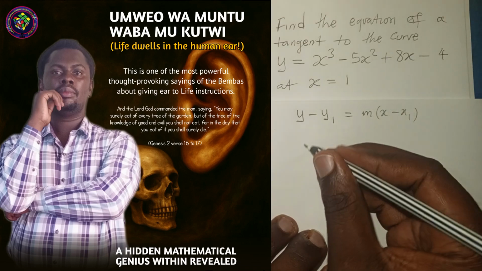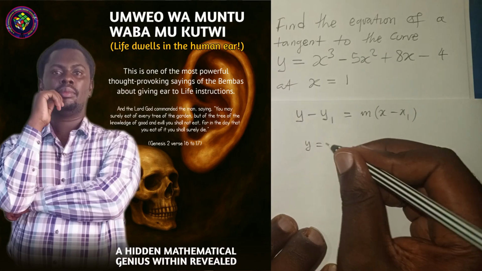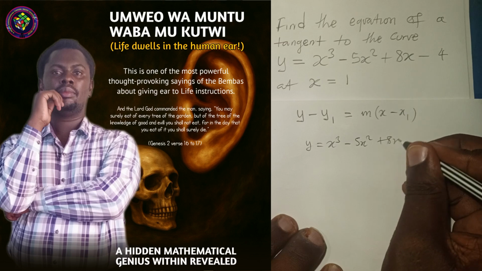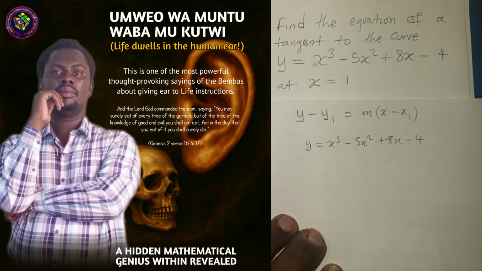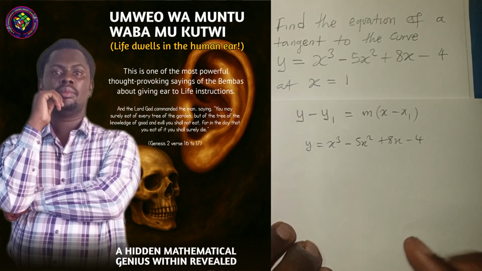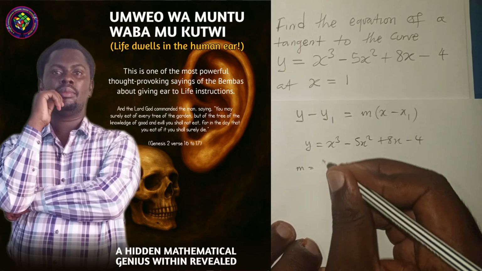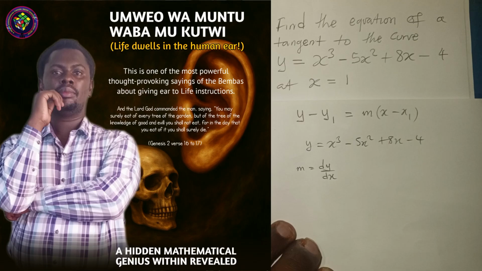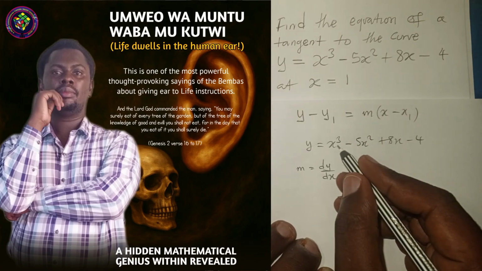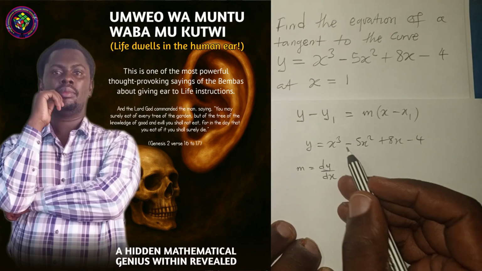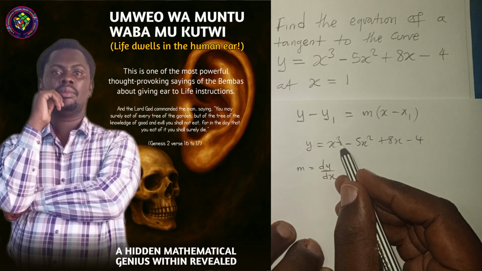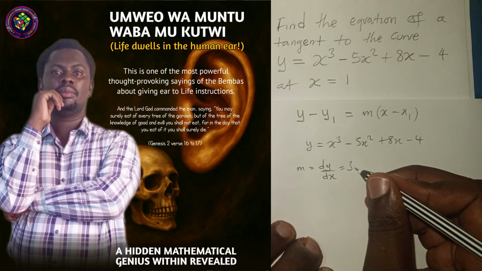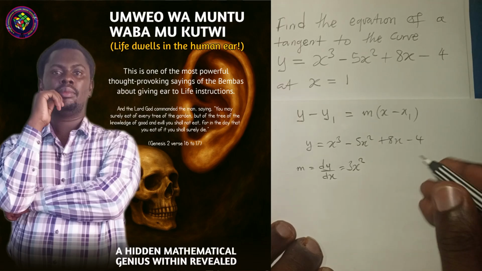Okay, so we start. We have y is equal to x cubed minus 5x squared plus 8x minus 4. So we need to find the gradient, which is just m, which is also equal to dy/dx. That is the derivative of y with respect to x. So the derivative of x cubed, we know that it will be 3x squared. That is 3 multiplied by 1 is 3. Then the power will reduce by 1, so you get 3x squared.